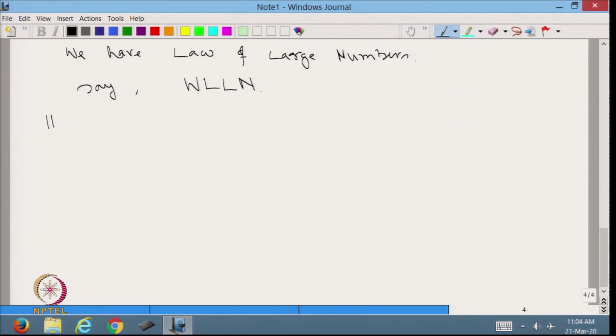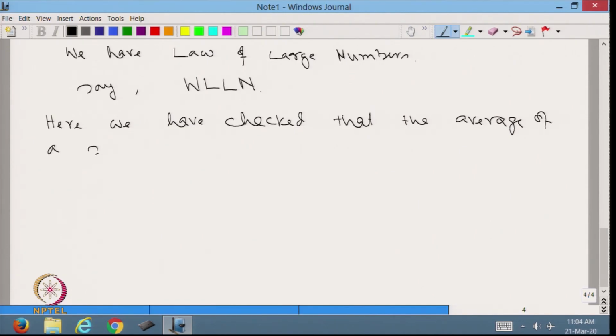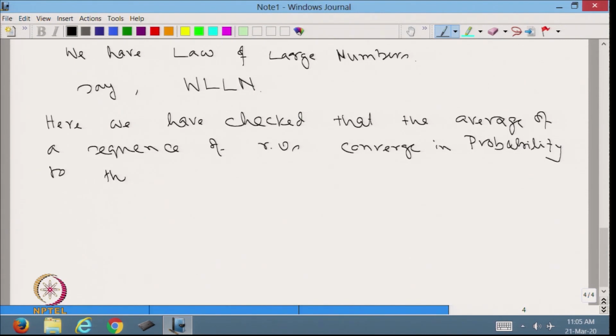Here we have checked that the average of a sequence of random variables converges in probability to the average of their means.